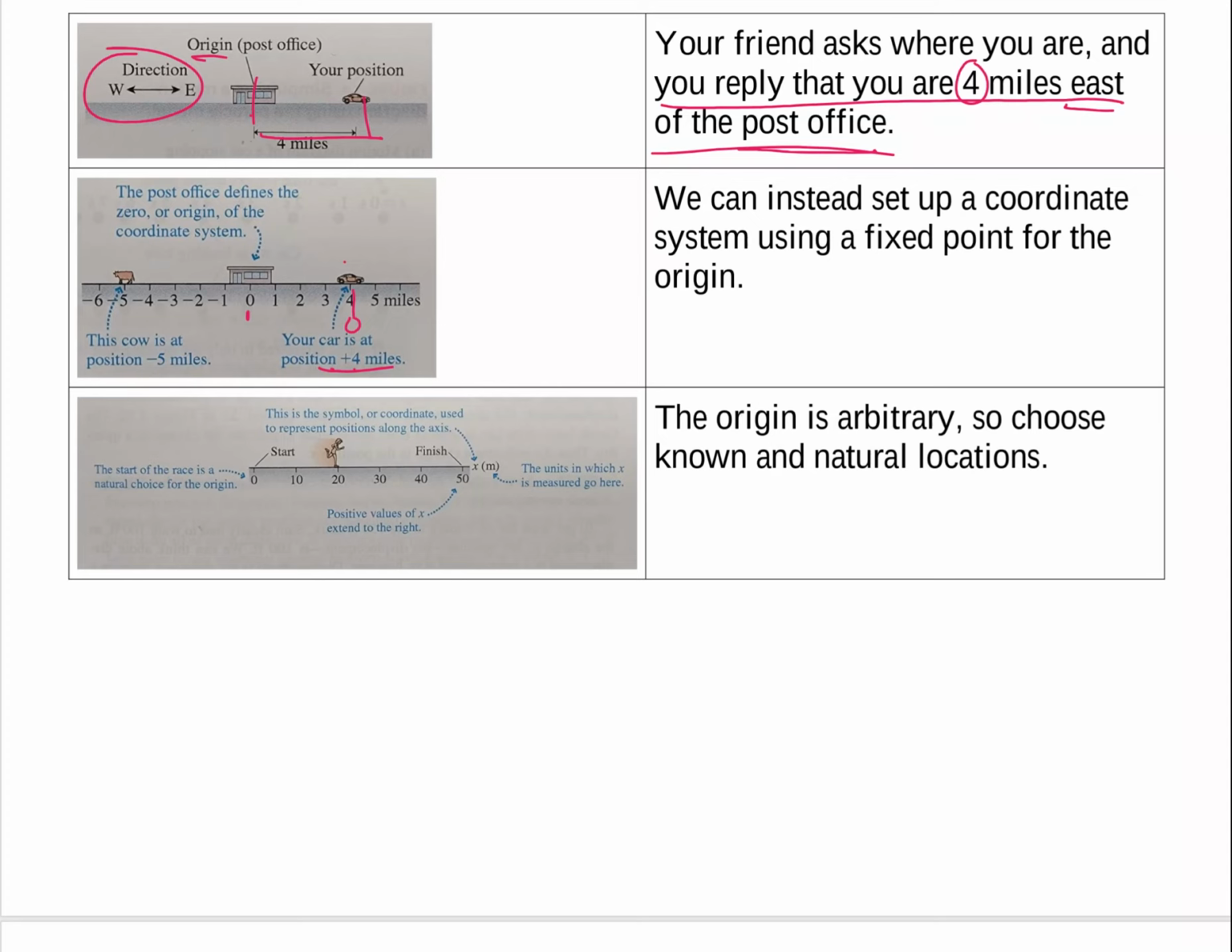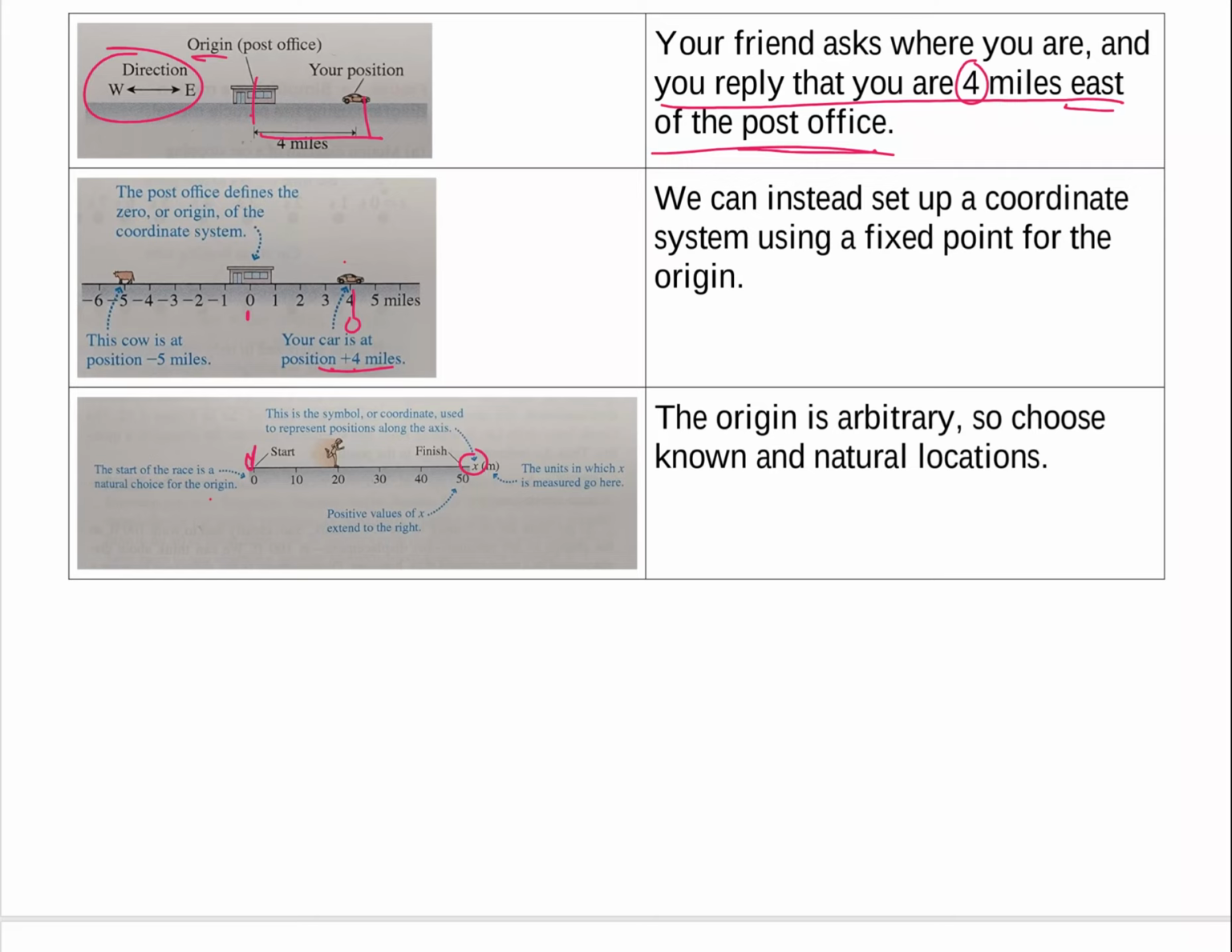The origin is arbitrary, so choose known natural locations, an obvious place like the post office. Okay? This is the symbol or coordinate used. To represent positions along the axis, we would use x. The start of the race is a natural place for the origin. So if we started right here for our race, x is the distance beyond the starting point and 0 is the start of the race, perfectly reasonable in this case. Okay?